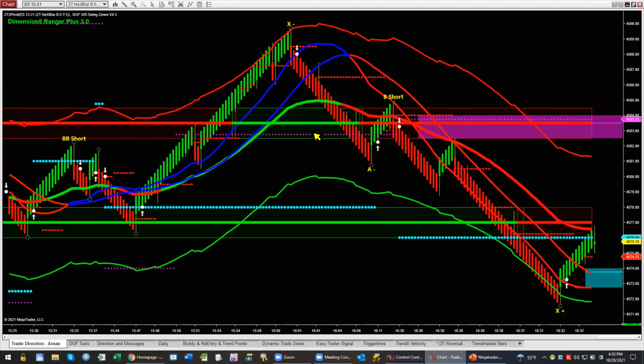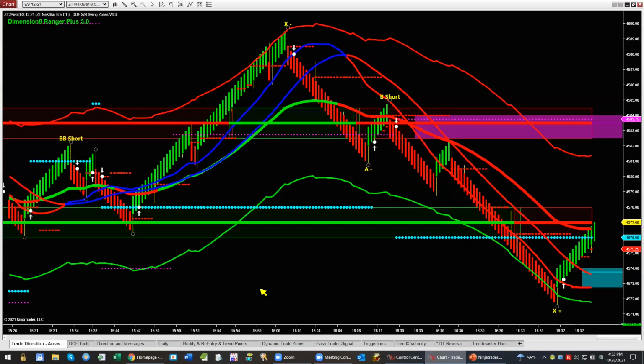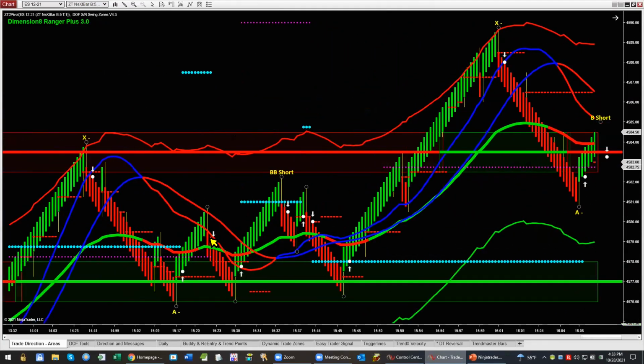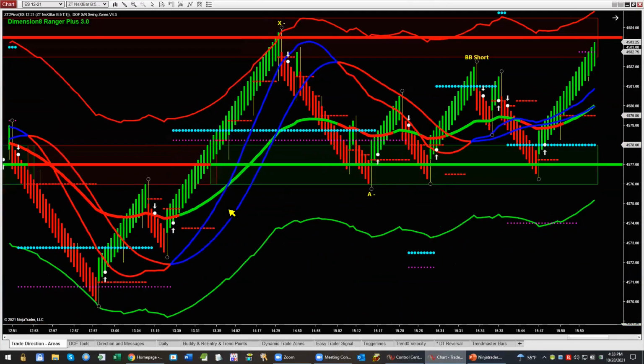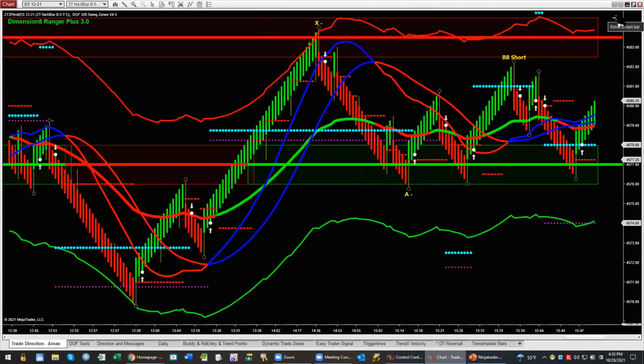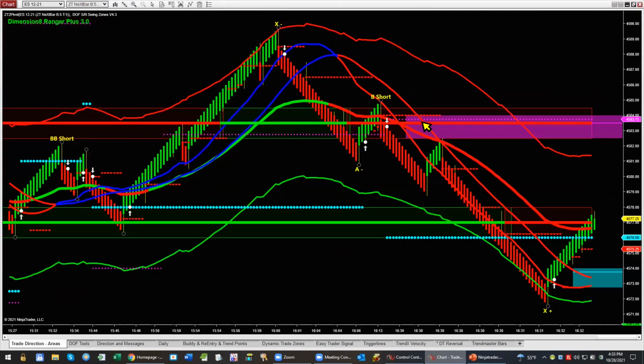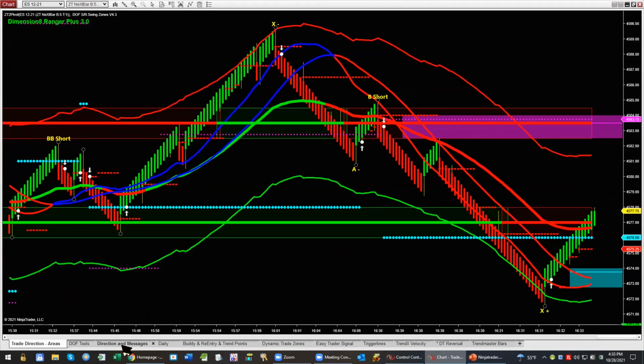You also want to see that we plot automatically the ABC structure. Here's a nice B short that just set up, and that's a very nice setup. And this plots automatically. This is real time, as you can see the time down at the bottom. It looks like the market's closed. I can scroll back, and you can see what that looks like. And here is a resistance area for the dynamic order flow resistance I talked about. You can see there's a resistance that went right up to it and bounced right down off of it.